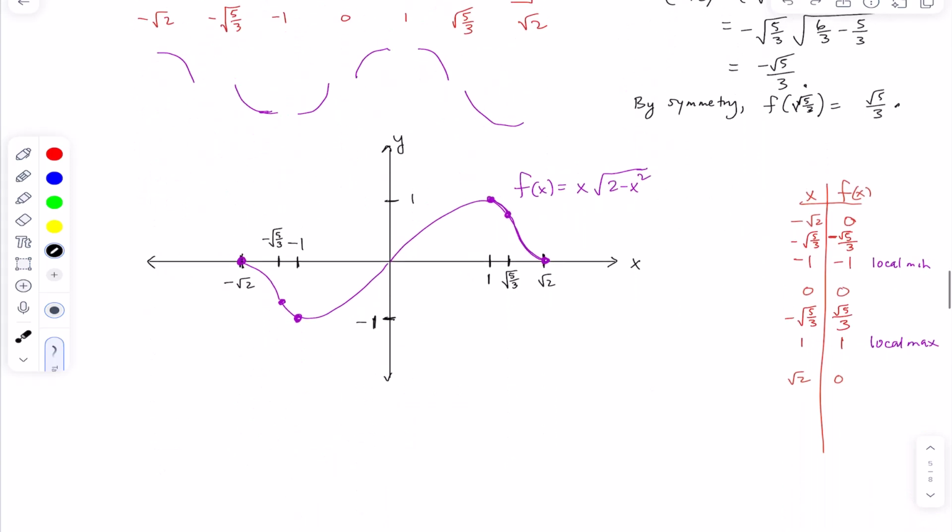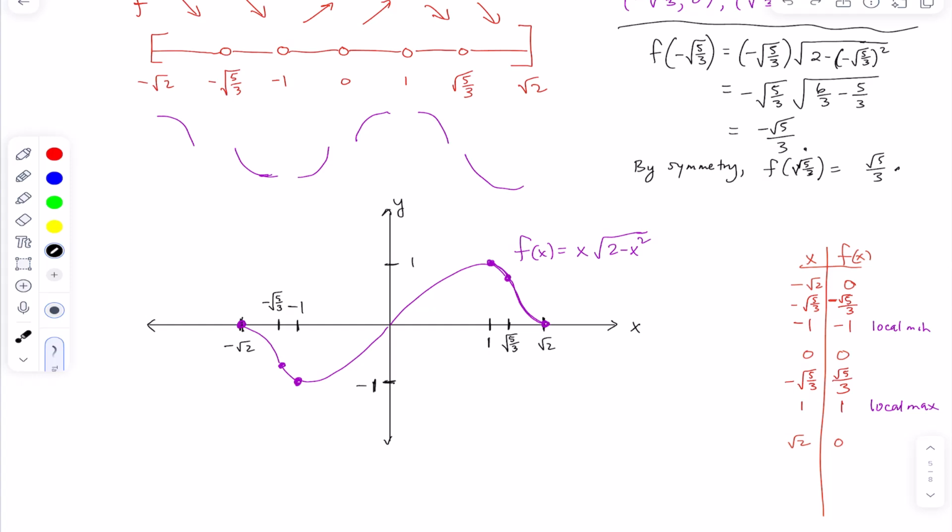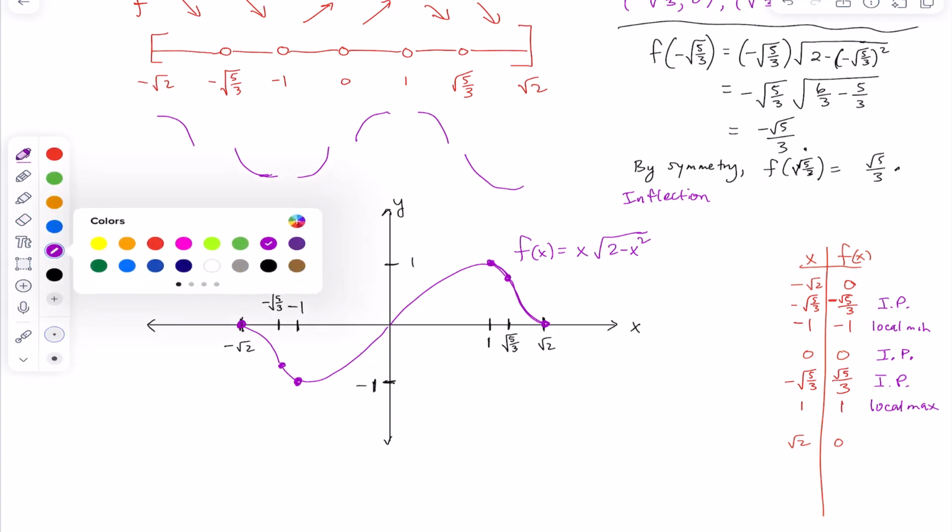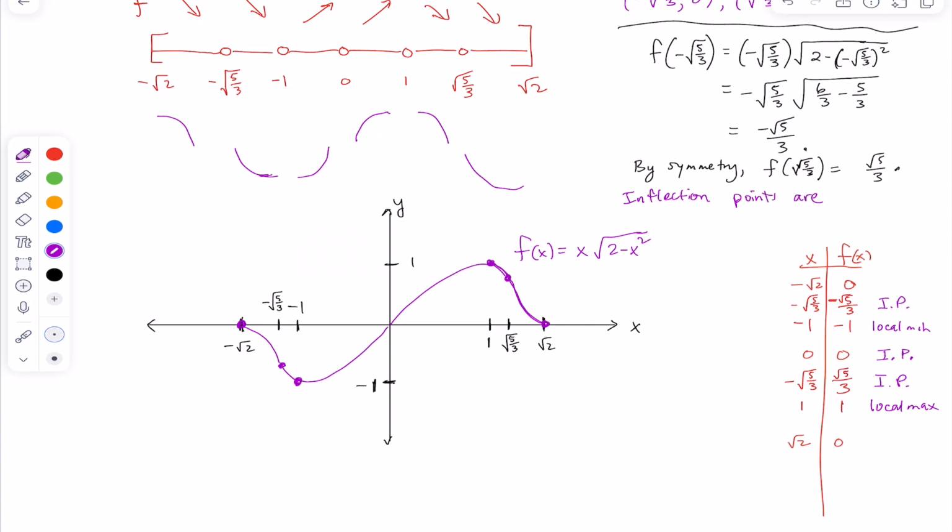And I knew I forgot to state something. I forgot to state the inflection points. So why don't we state them in the t-chart? I'll just label it with IP here. There's an inflection point, there's an inflection point, and there's an inflection point. So I'll write it right here. The inflection points are these 3 ordered pairs.